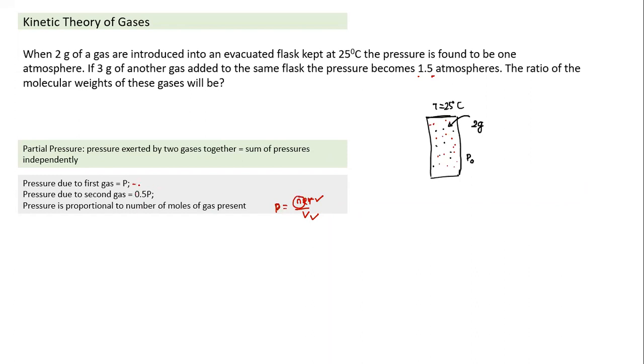And how do we calculate the number of moles? In the first case, the number of moles is 2 grams divided by MA. So P is proportional to 2 divided by MA. 0.5 P is proportional to the number of moles, which we calculate as the mass of the sample divided by MB. What is this? The molar mass of the second gas. Once we have this ratio, we can easily find the ratio of molecular weights of the two gases.